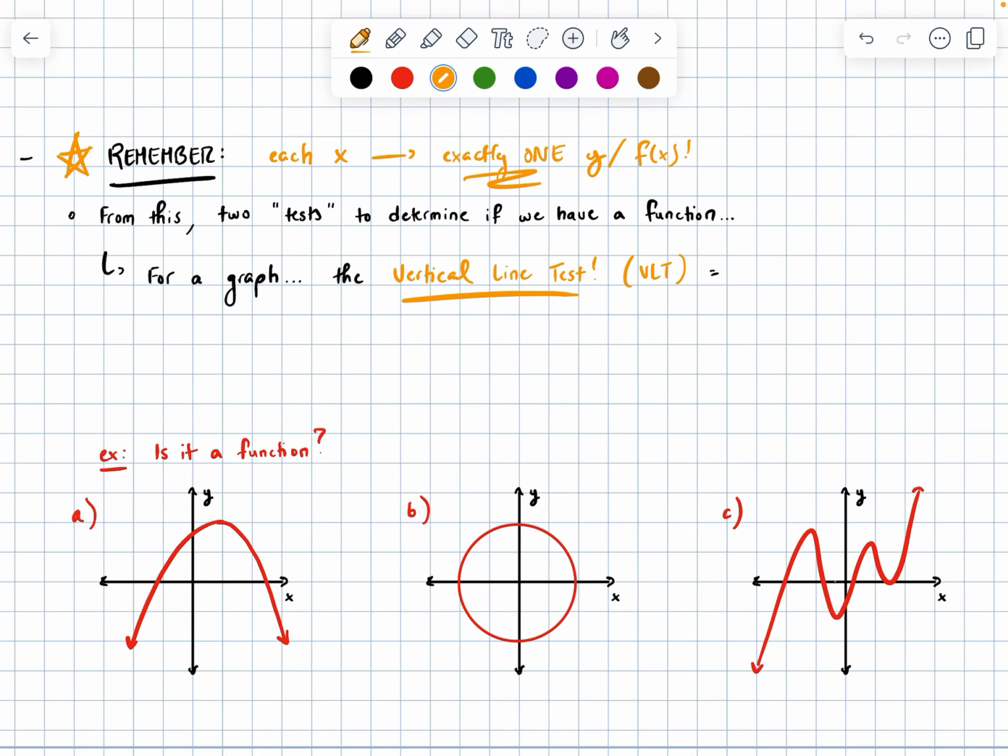Let's use it, and then from our exploration, we'll see if we can figure out why it makes sense. Look at A here. I have the graph of a parabola like we were building back in Unit 8.